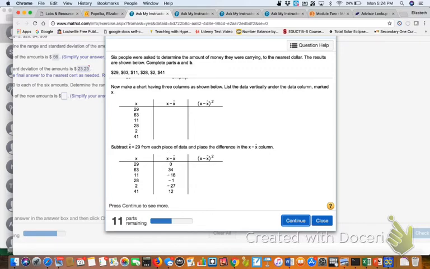Then what they're asking for in the next column is to take the value that you got in the previous column, x minus the mean, and to square it. And I'm sure that you already know that when you're squaring a number, it means you're multiplying that number by itself. So 0 times 0 obviously is 0. In the next column, 34 times 34 is 1,156.